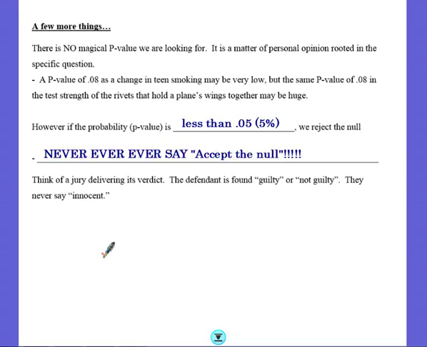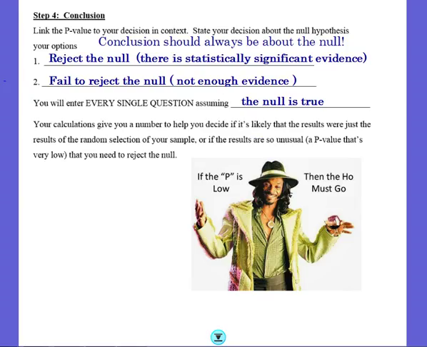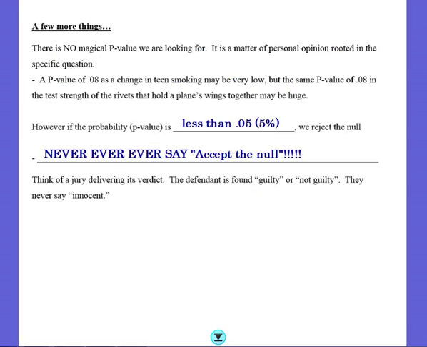You will never, ever, ever, in your conclusion, say accept the null. So what you need to think about is a jury delivering its verdict. Whenever someone goes to court, they are found guilty or not guilty. They never say guilty or innocent. It's just saying we didn't have enough evidence to prove that you are guilty. And so when I say reject the null or fail to reject the null, all I'm saying is that I didn't get enough evidence to say that this is wrong. So never, ever, ever say accept.